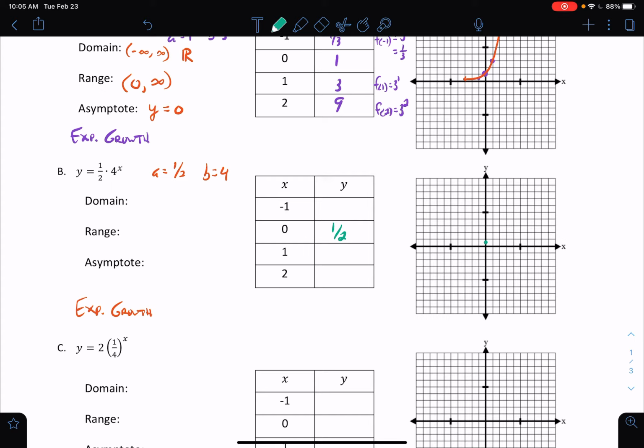So if I take f of 1, that's going to be 1/2 times 4 to the first. Well, 4 to the first is 4, and half of 4 is 2. So if I plug in 1, I get out 2.